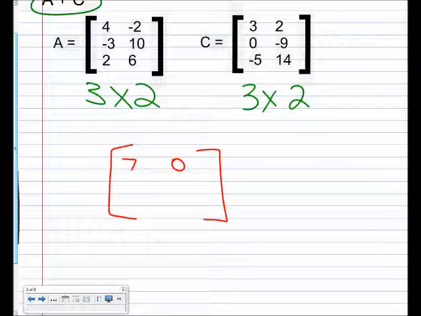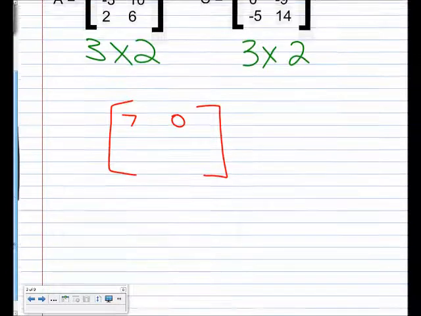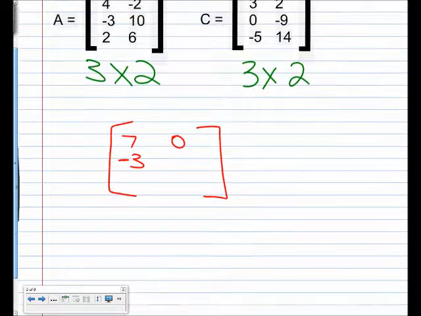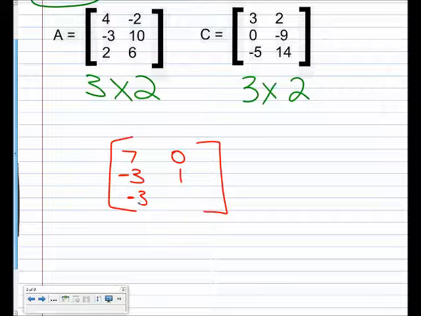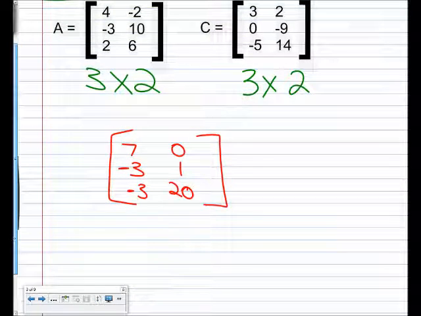Everything good, JD? Okay. Everybody okay? I'm going to go a little bit faster. Can I go a little bit faster? Here we go. Negative 3 and 0. Negative 3. 10 and negative 9 is a positive 1. Again, if you need to use the calculators, calculators are fine. The last row. 2 and negative 5. And then finally, 6 and 14. 20. Everyone okay? That is called addition of matrices.